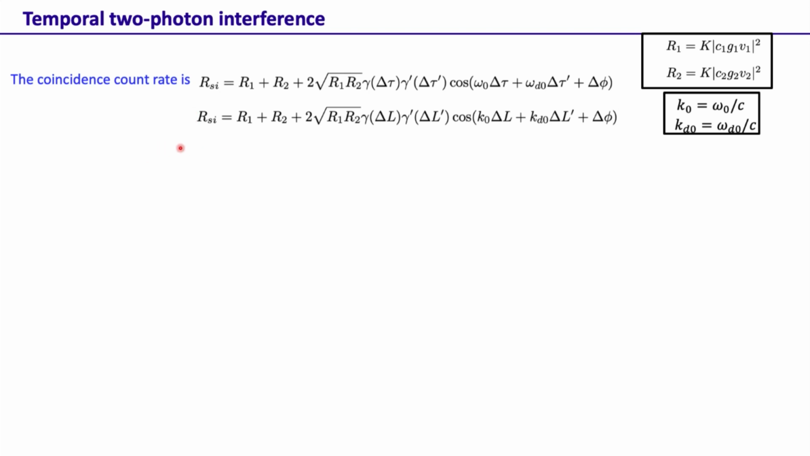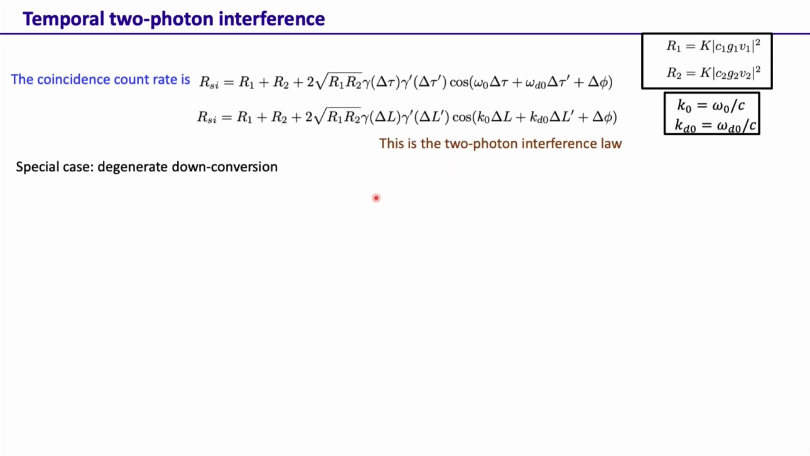So I will definitely at this point encourage everyone to kind of derive these equations to have a thorough understanding and feel for the math that's involved. Okay, now this is the two-photon interference law applicable for a general two-photon interference. Let's look at some special cases.